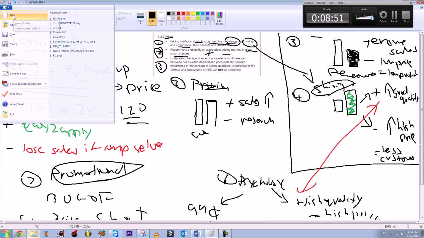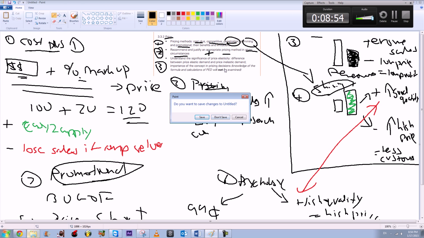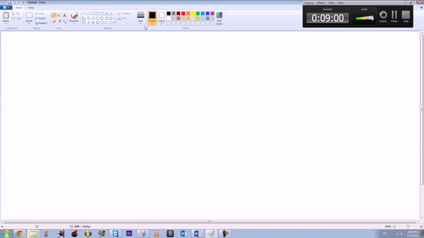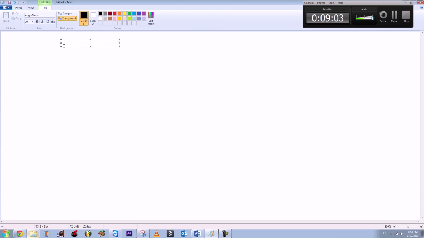Okay, so that's almost done. So we have to understand the significance of price elasticity, and you don't need to know the formula. I'll teach you the formula because it's really simple and very easy. Price elasticity of demand, since I do both economics and business, I need to know the formula. So price elasticity of demand measures the responsiveness of demand to a change in price.